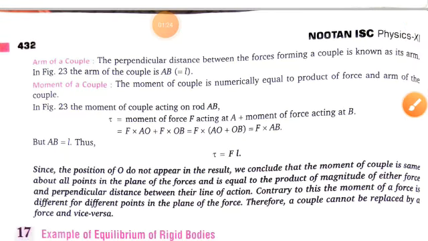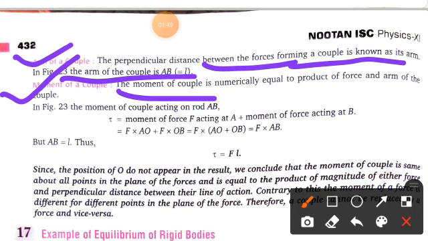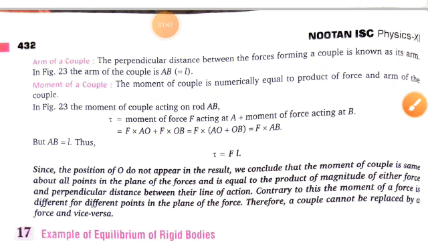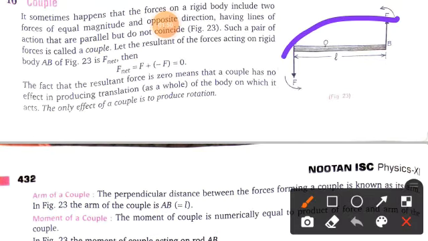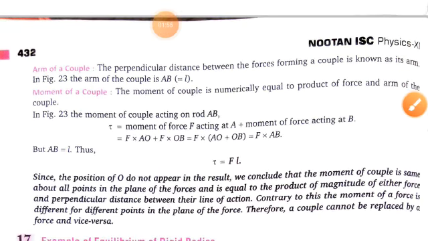Now we discuss what is the arm of a couple. You can see here the perpendicular distance between the forces forming a couple is known as the arm of the couple, which is your total length, kept as small l. Now we will come to the moment of couple. The moment of couple is numerically equal to the product of the force and the arm of the couple. Clear? From figure number 23, you can see here this is the total arm of the couple.